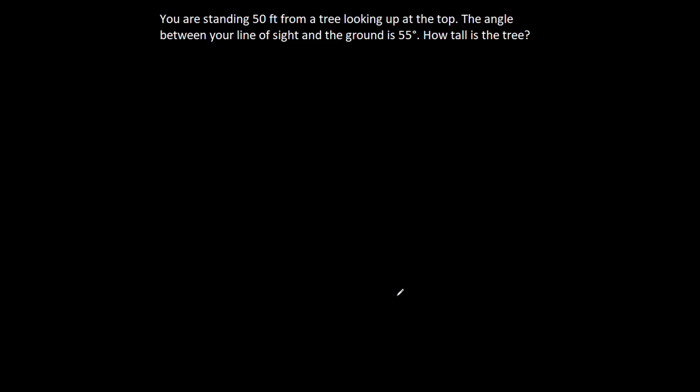Okay, so in this example, we're standing 50 feet, so we're going to need to remember 50 feet, from a tree looking up at the top. The angle between your line of sight and the ground is 55 degrees. How tall is the tree?